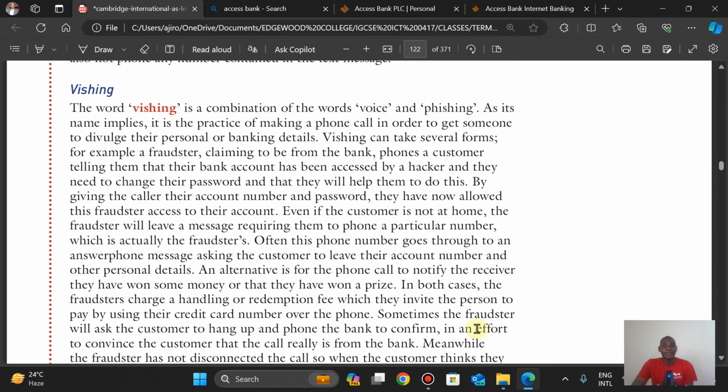The next one is phishing. Okay, I can close this.